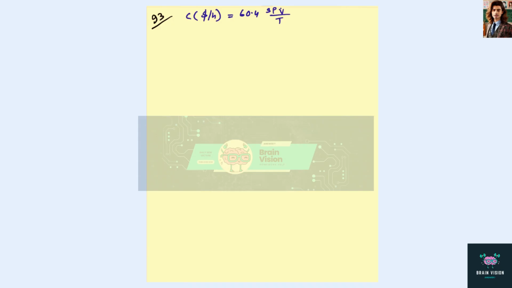Hey guys, let's do problem 93. Assuming ideal gas behavior, we need to derive this given formula. Let's do that. The charge for propane is the product of the cost per pound and number of pounds per hour.